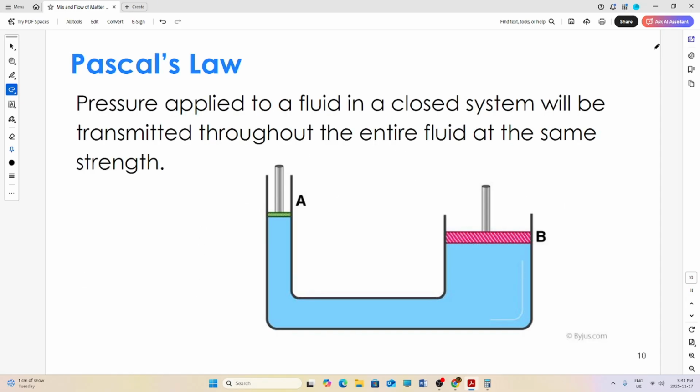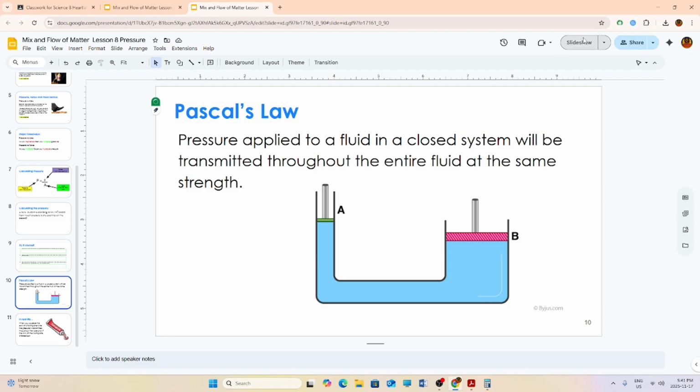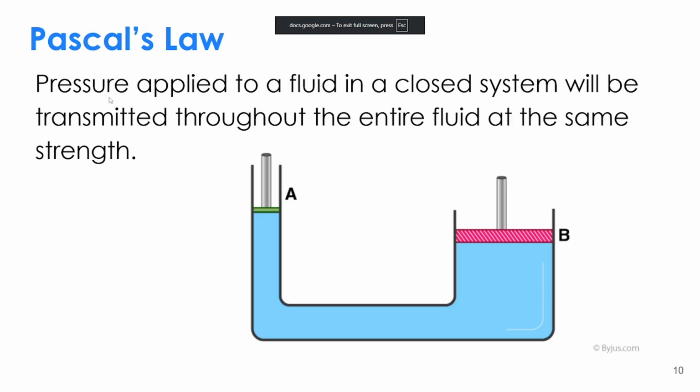Pascal's law. Okay, so we'll take a look at Pascal's law. Now let's go back to your notes. Pascal's law: pressure applied to a fluid in a closed system will be transmitted throughout the entire fluid at the same strength. So here we have different pistons. We have a piston A or some sort of syringe or pressure unit. And we can see that it has a small surface area, right? Piston B or syringe B has a larger surface area.